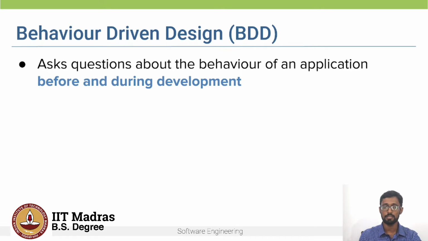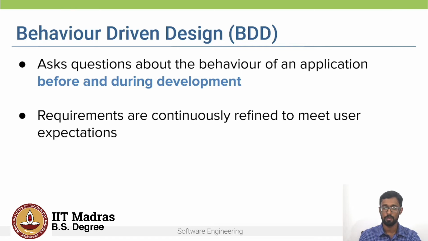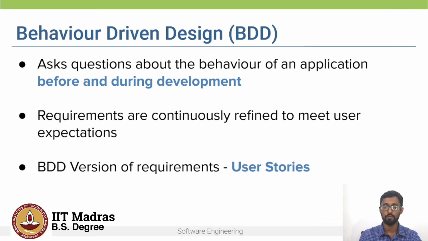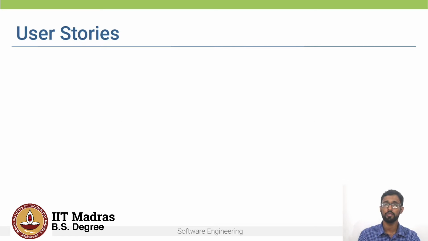So even in this case, requirements are written down, but these requirements are continuously refined to meet the stakeholders' requirements and expectations. The BDD version of requirements are known as user stories. And user stories take the place of what the SRS was in the plan and document perspective. Now let's look at what user stories are.